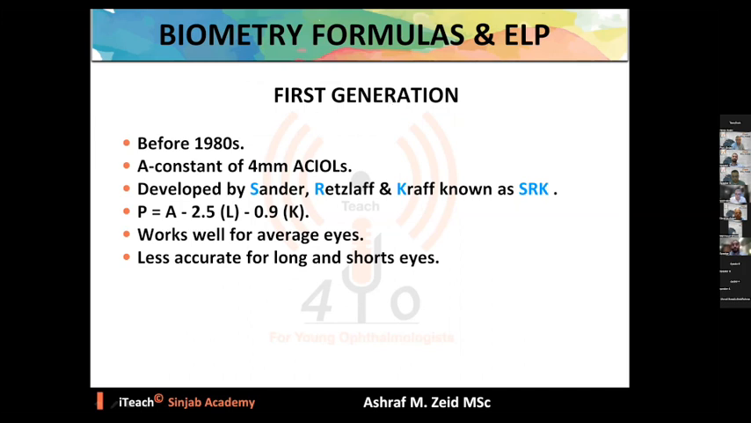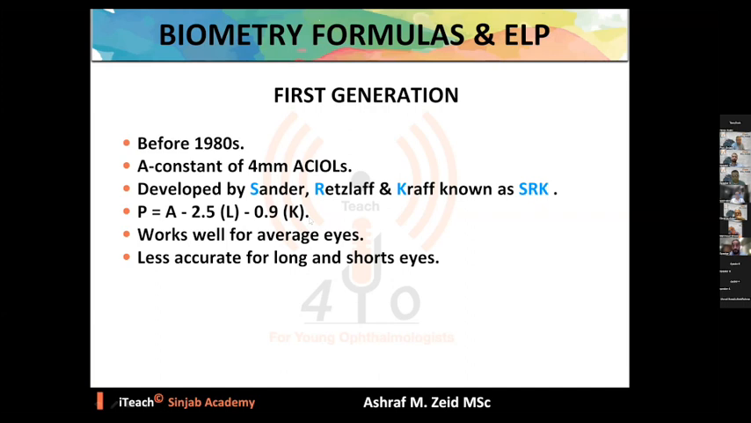Now, regarding the formulas and effective lens position, the first generation started before the 1980s and had an A constant of a 4 millimeter anterior chamber IOL, because they only did intracapsular cataract extraction at that time and implanted an anterior chamber IOL, hence came the name A constant. It was developed by Sanders, Retzlaff, and Kraff, which is known as SRK. The power is A, which is the A constant, minus 2.5 times the length, minus 0.9 times the K readings.